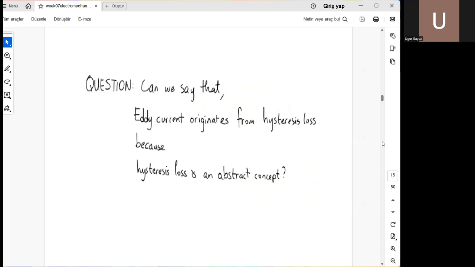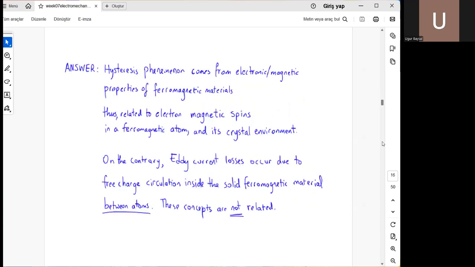A question may arise in our mind. Can we say that eddy current originates from hysteresis loss? Because hysteresis loss is an abstract concept. That was a student question in my former years, thanks to that person for contributing to my course. The answer is straightforward. Hysteresis phenomena come from the electronic and magnetic properties of ferromagnetic materials, coming from the atomic structure or spin numbers of the electrons in the outer shell, whatever the quantum concept you can accept. Thus, it's related to the electromagnetic spins in the ferromagnetic atom and its crystal environment.